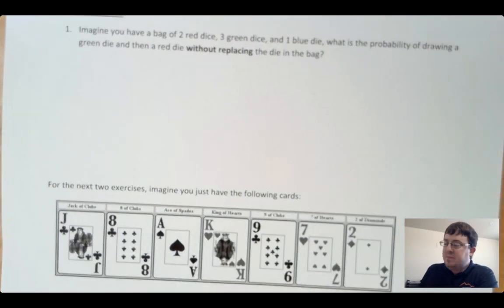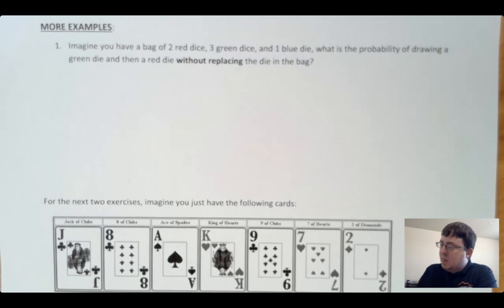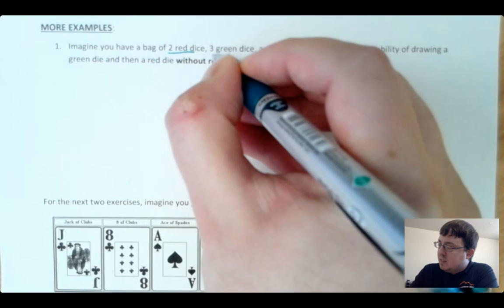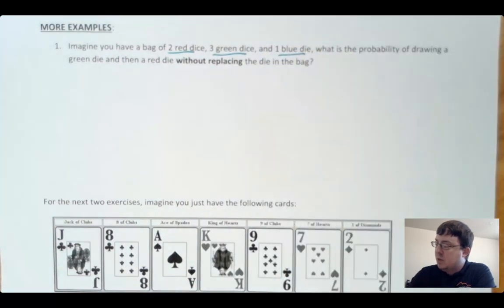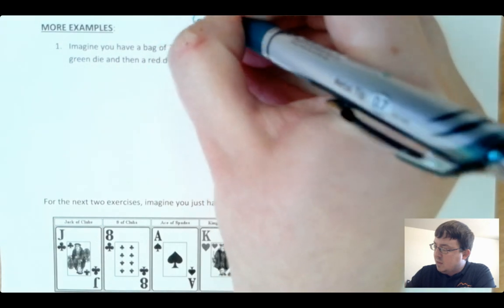Okay, let's see a couple more examples so we can see this a little better. Okay, let's line this up here. Great. So imagine I have a bag of 2 red dice, 3 green dice, and 1 blue die. So in total, I have 6 total dice.